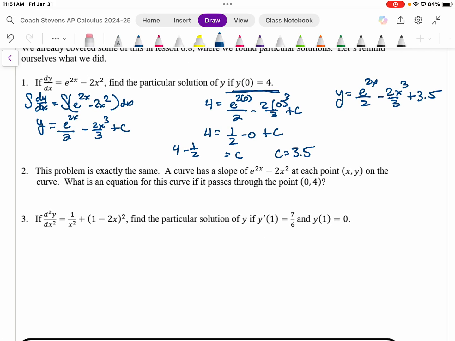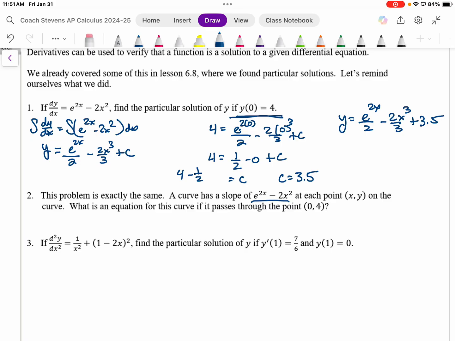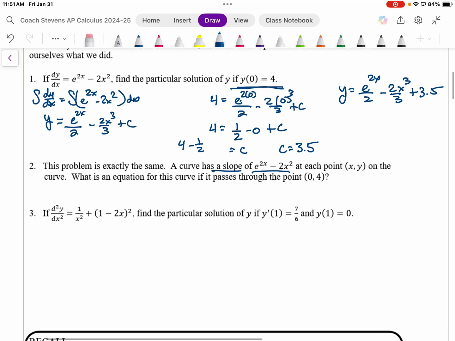Now, problem number 2 here says this problem is exactly the same. The curve has the slope of... If they rephrase the problem, they just wanted to show you an example that the problem could have been rephrased as this second one. We're still doing the same thing. Instead of telling us that dy/dx is that equation, they use the terminology slope. Remember, dy/dx is the slope. So we would just end up doing the exact same thing for this problem. It just has a little different starting point in phrasing.